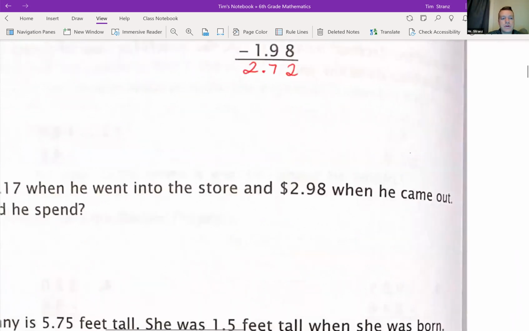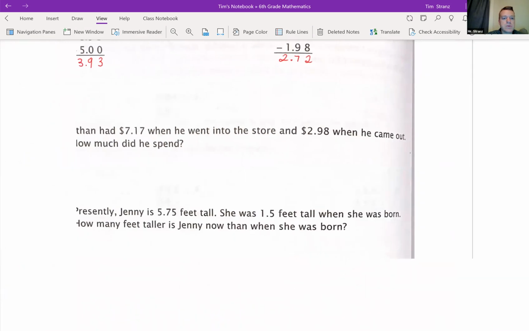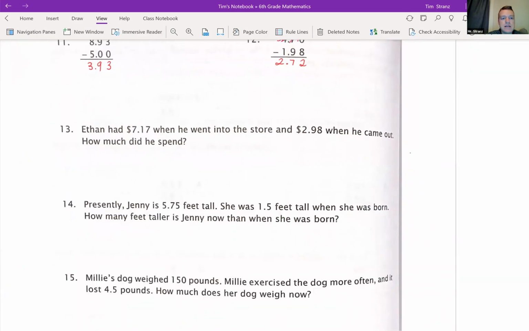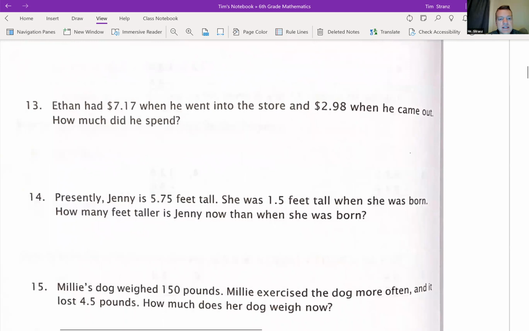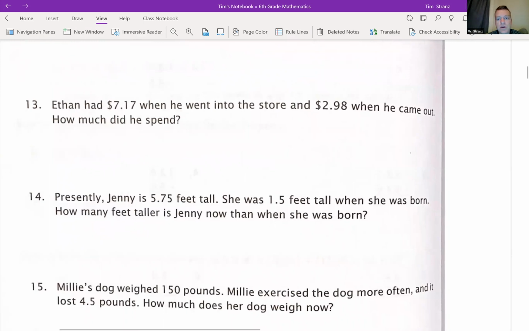Okay, next one. Number 13. Ethan had $7.17 when he went to the store and $2.98 when he came out. How much did he spend? Okay, so if he went into the store and he had $7.17, he spent $2.98. Okay, we're going to have to do a lot of borrowing in this problem, right?